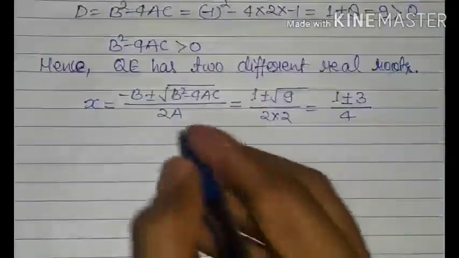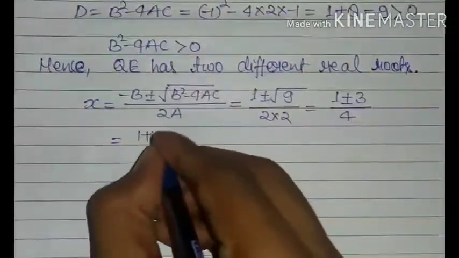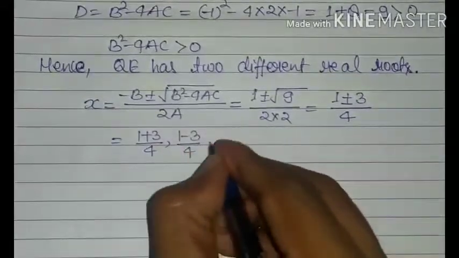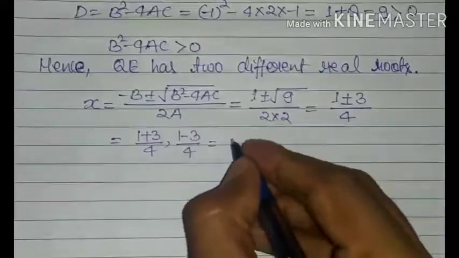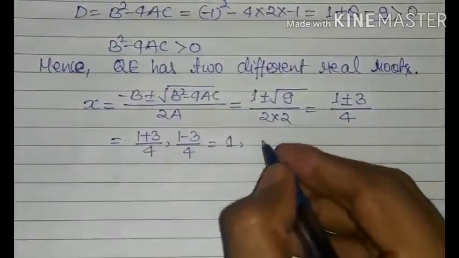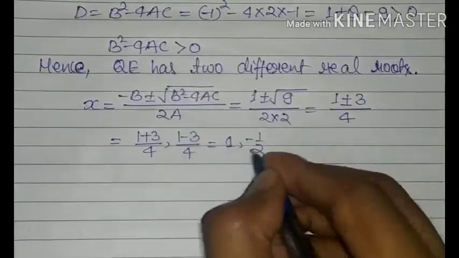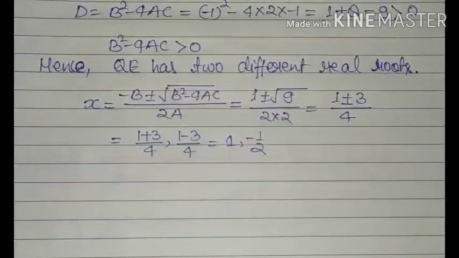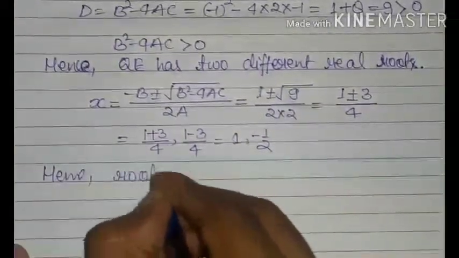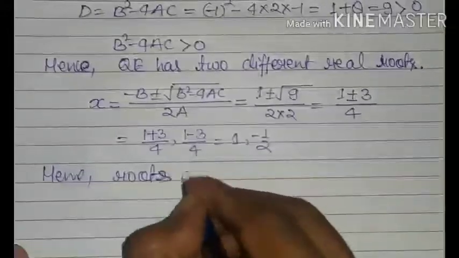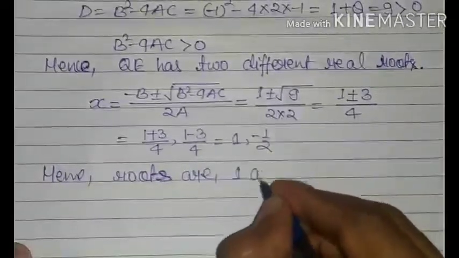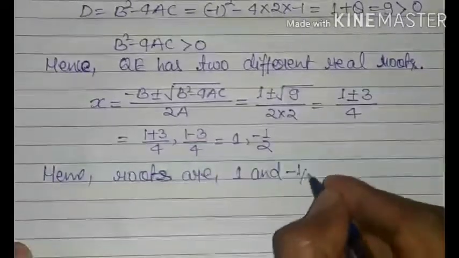Okay, first I am going to take positive, then it will be (1 + 3)/4, and again I am going to take negative, then (1 − 3)/4. Then 1 + 3 is 4, so 4/4 will be 1, and 1 − 3 is −2, and −2/4 will be −1/2. Hence the roots are 1 and −1/2.